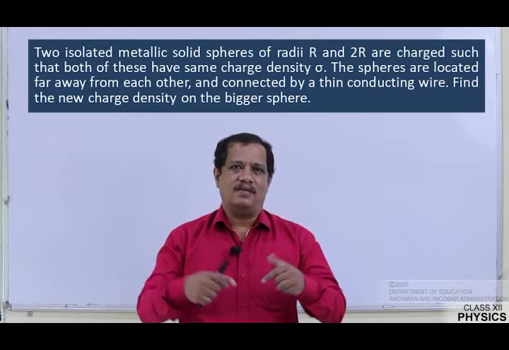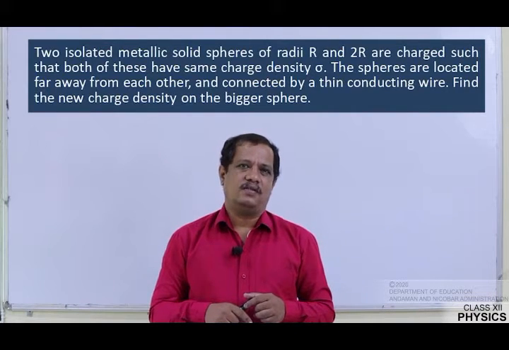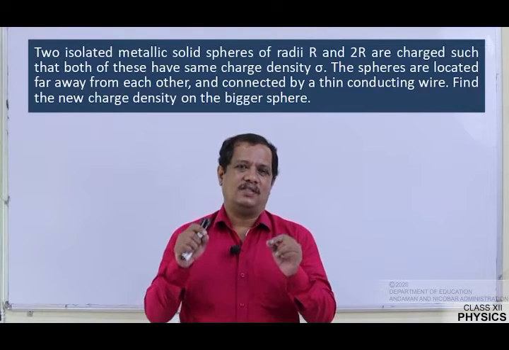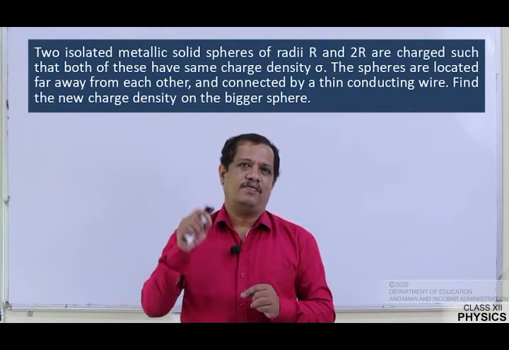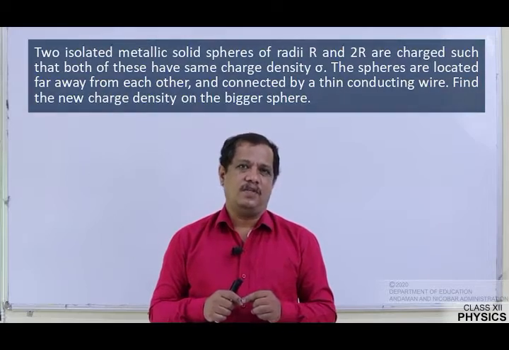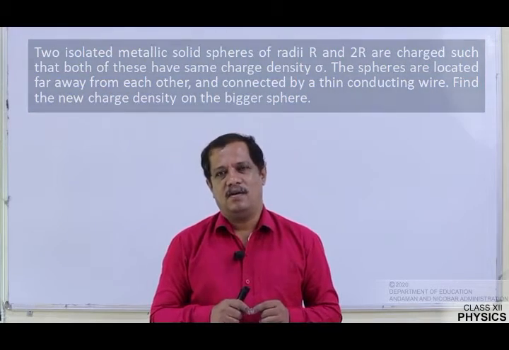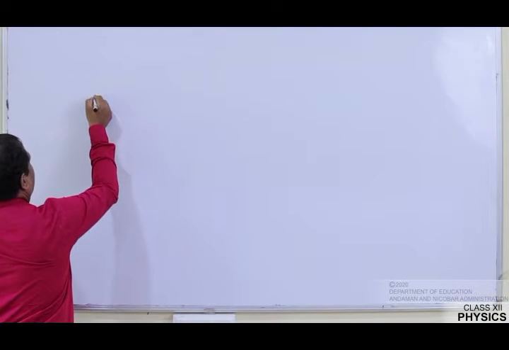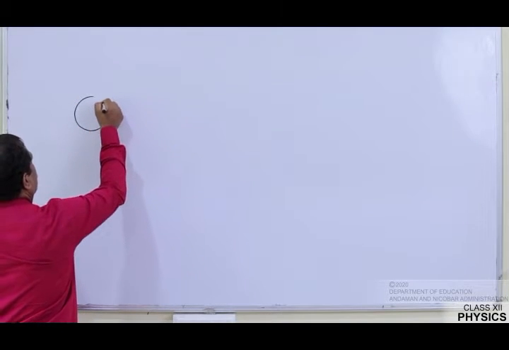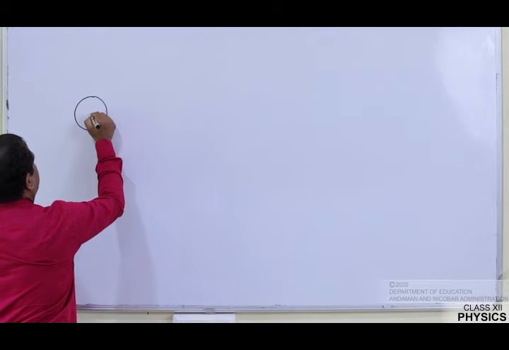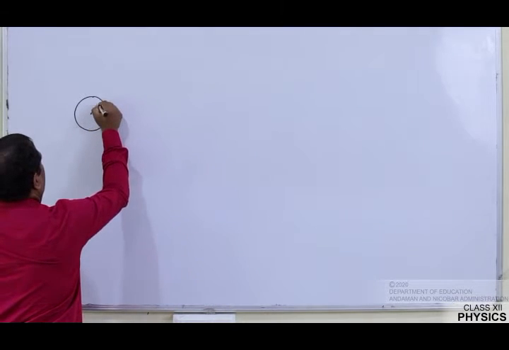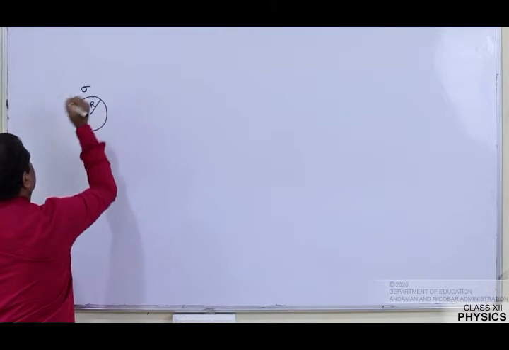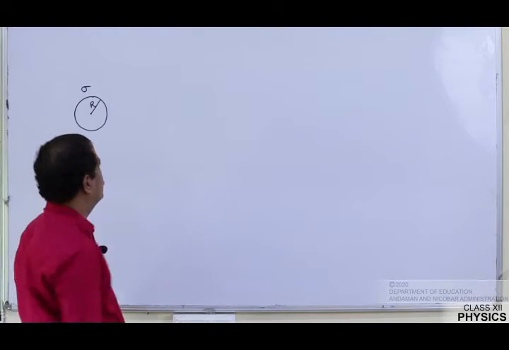After connecting the wires, the question is, what will be the new surface charge density of the bigger sphere, which is of radius 2r. Let me draw the diagram. I have a sphere which has a radius r, and let us say the surface charge density is sigma.